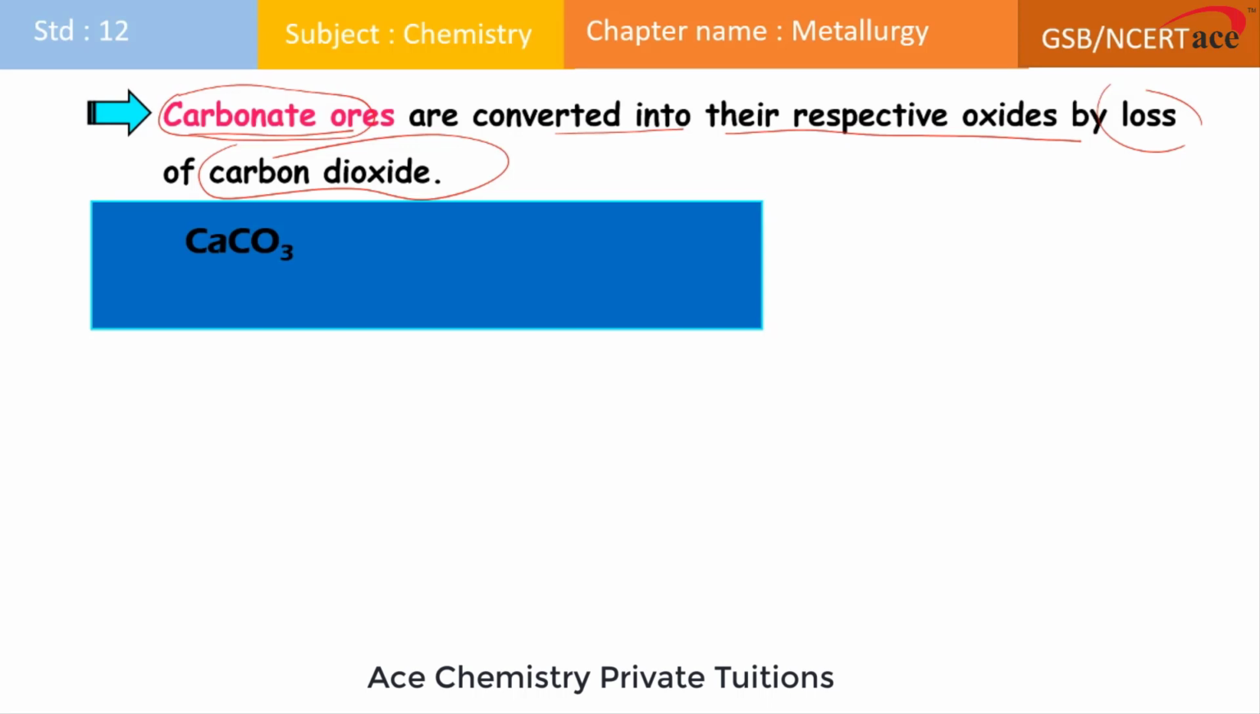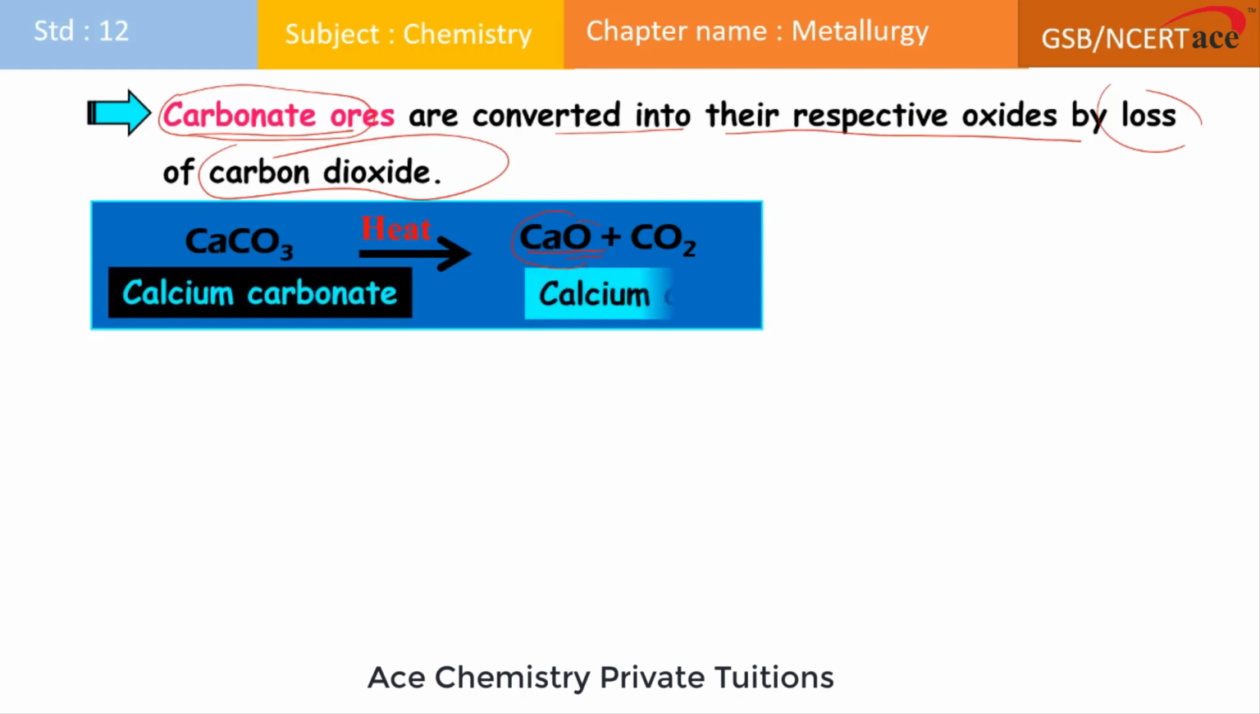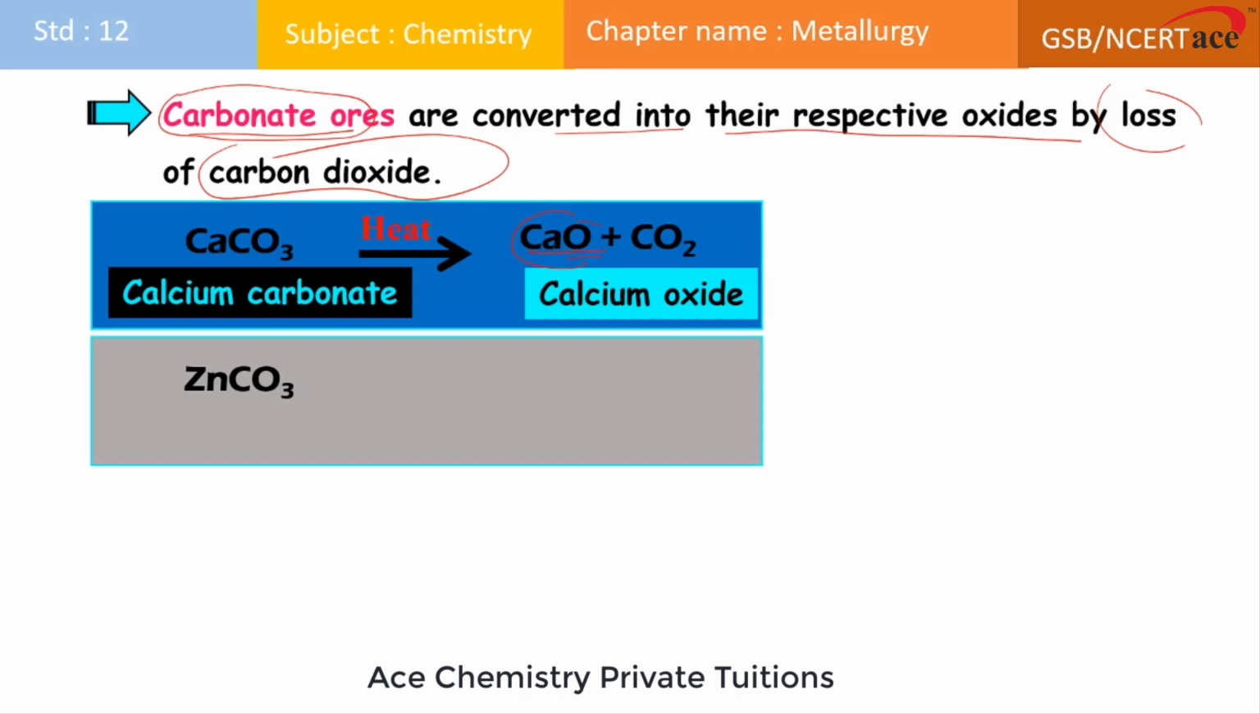Let's take one example here, calcium carbonate. If the calcium carbonate is heated, there is a loss of CO2 gas, and once the CO2 is removed, it gives the residual part. This residual part consists of the oxide of the metal, that is calcium oxide. Similarly, like calcium carbonate has converted to calcium oxide, it can also be applied to other carbonates.